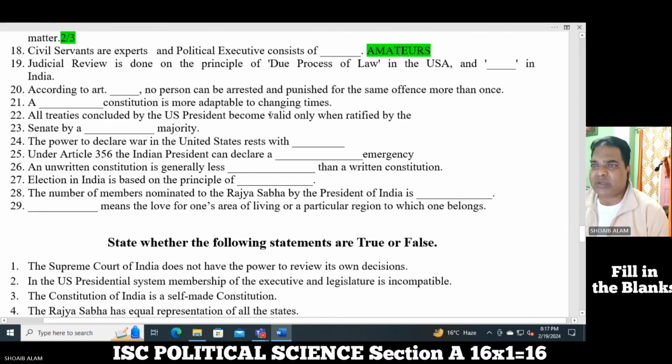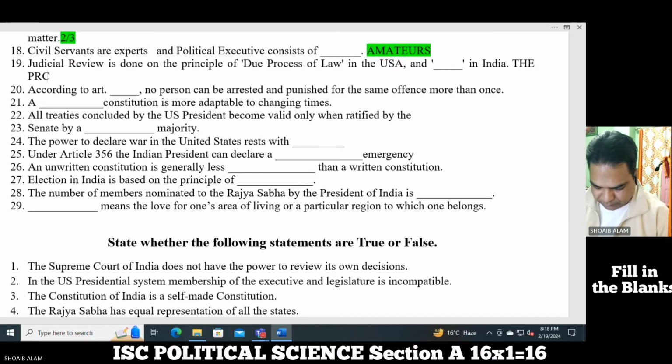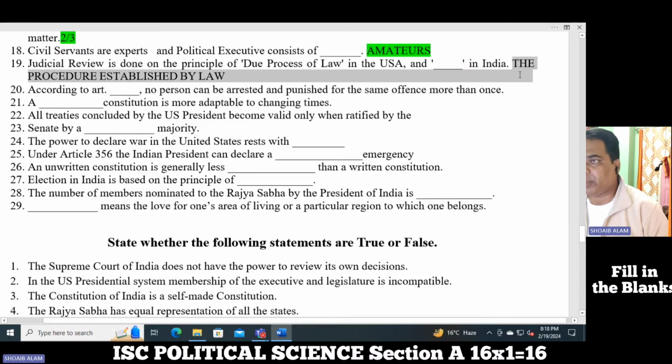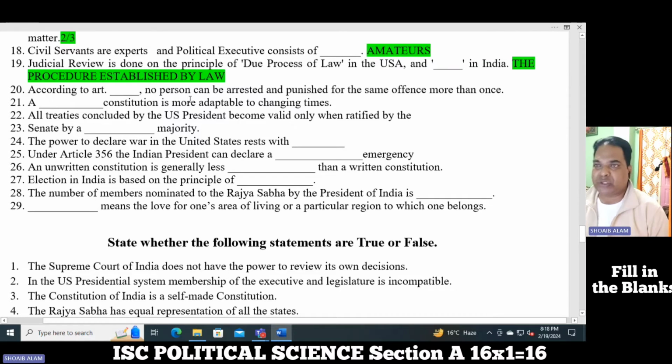Okay. Next one, judicial review is done on the principle of due process of law in USA and dash in India. So what is the process followed? It is mentioned, the procedure, PROCEDURE, procedure, ESTABLISHED, established by law. Okay. So judicial review is done on the due process of law in USA and the procedure established by law in India. This is the proper word. It's a proper sentence. You can use it. Okay, this is the correct one. The procedure established by, a procedure established by law.